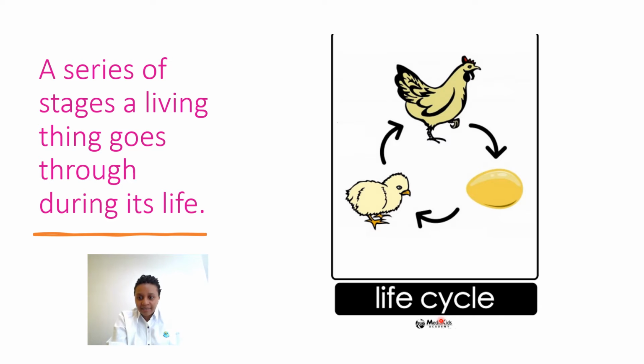Life cycle. A series of stages a living thing goes through during its life. So we all go through a life cycle, animals and humans too. So here it is. A chicken will lay its eggs and give birth to a chick, which is also a young. Yes. Life cycle.